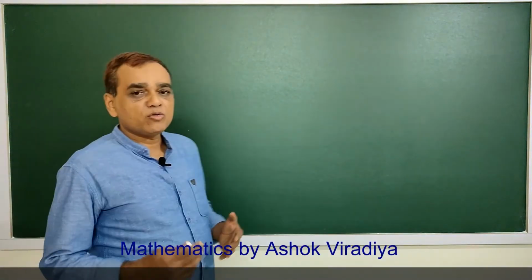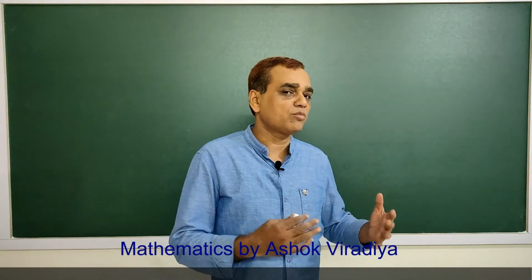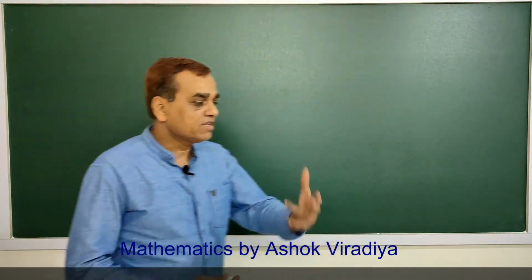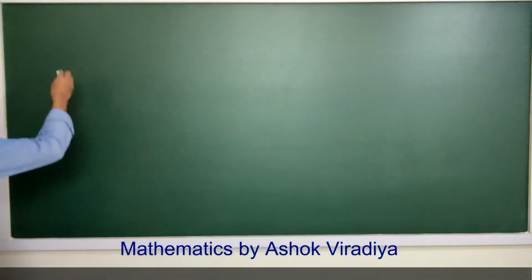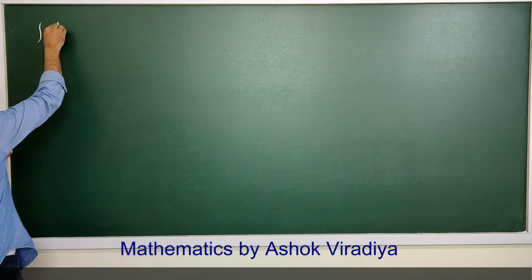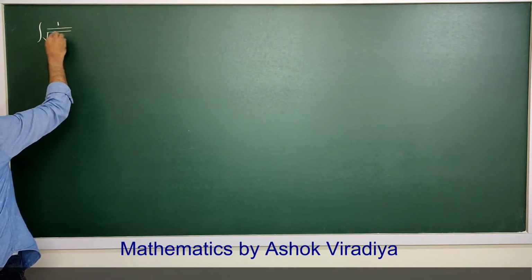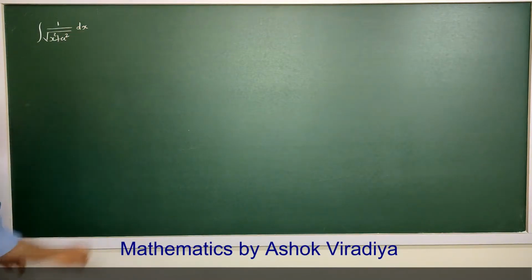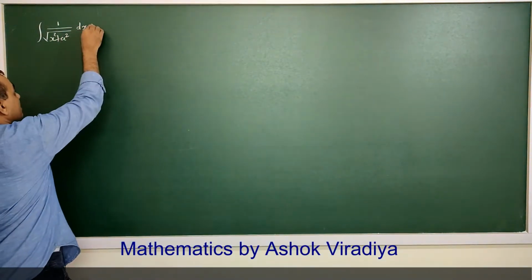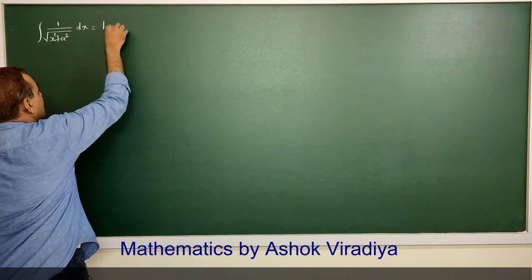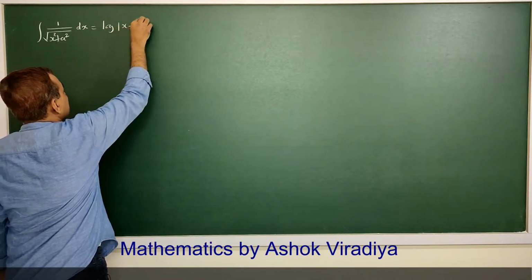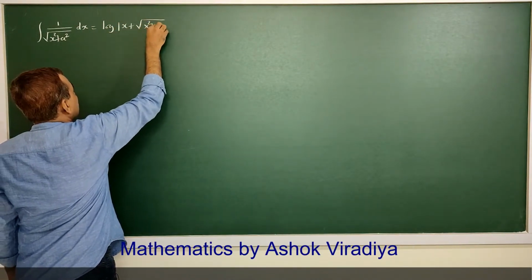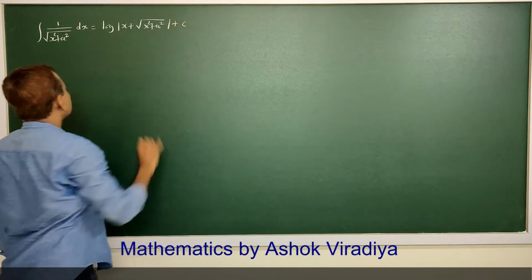Now discussing new results, new formulas. Previously we already discussed this result: the integral of 1 upon root x square plus a square is log mod x plus root x square plus a square plus c.